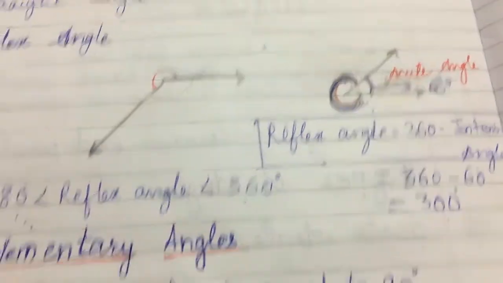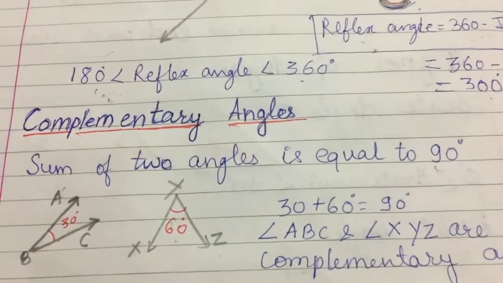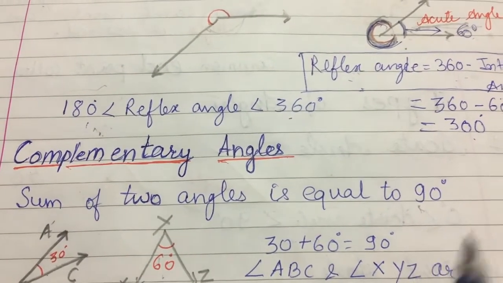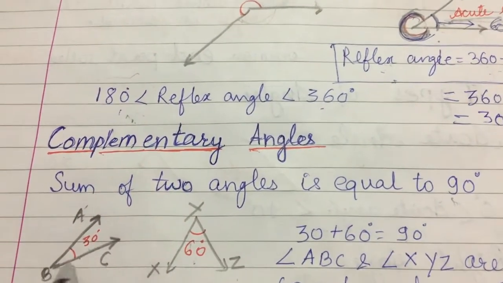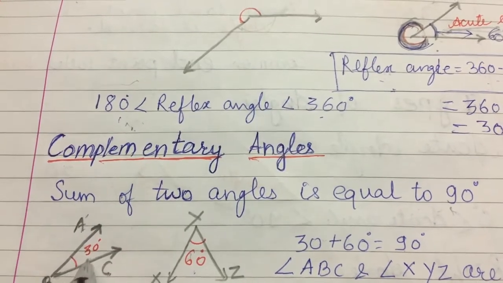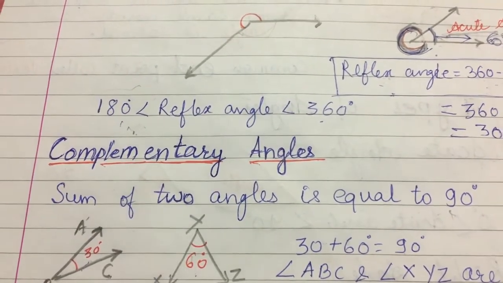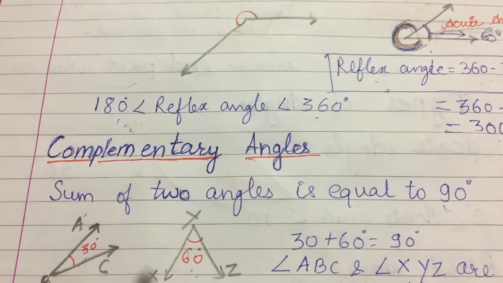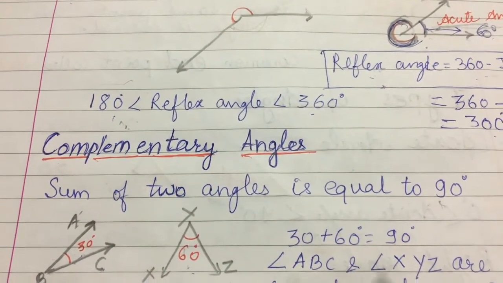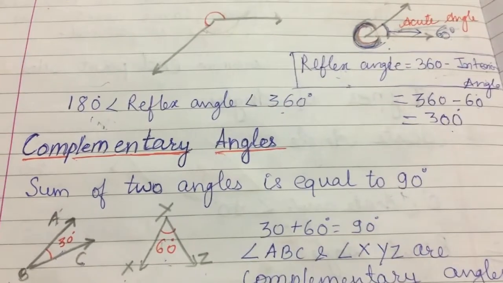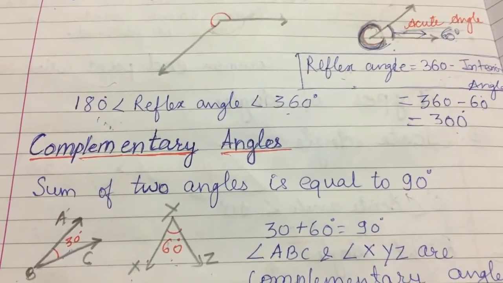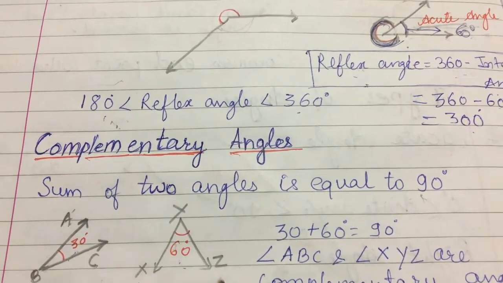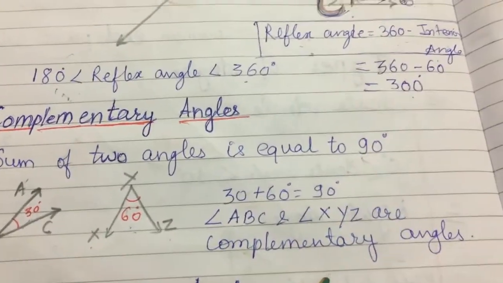Okay, next we will see about complementary angles. Complementary angles are those where the sum of the two angles is equal to 90 degrees. Here angle ABC is 30 degrees and XYZ is 60 degrees. So when I add these two, 60 plus 30, you get 90. So here I can say angle ABC and angle XYZ are complementary angles.